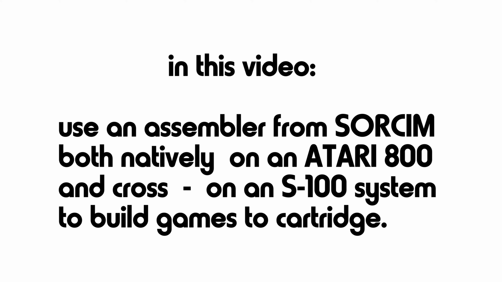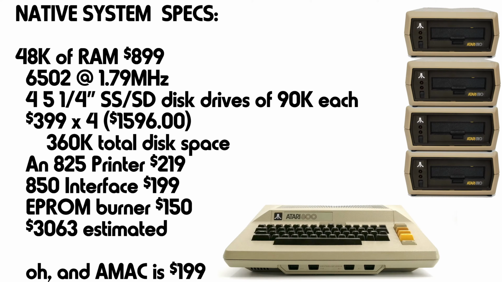In each case, we'll be basically using this assembler to make some changes to some source code, assemble the result, and then convert that result into something that can be run on the development systems and/or burned onto a cartridge ROM. So with that, let's go ahead and get started. First with the native solution.